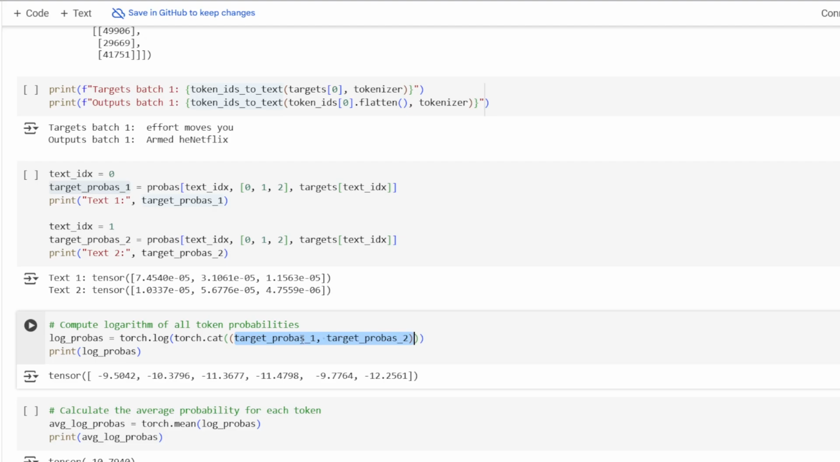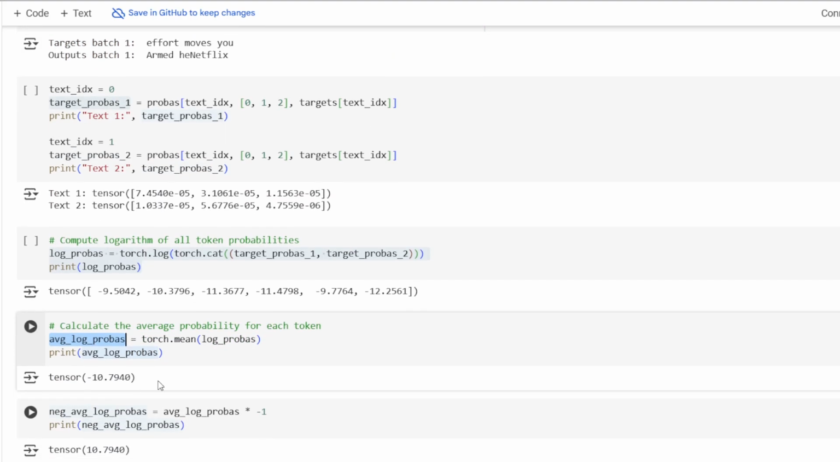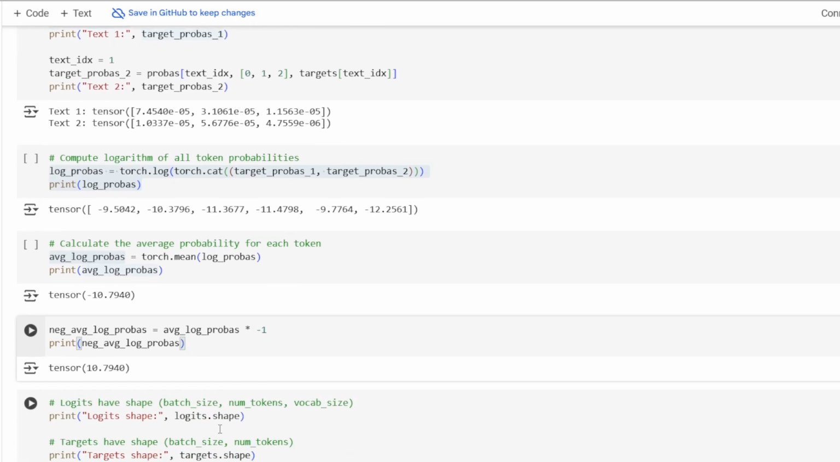So we're saying these are the target probabilities for the first one, target probabilities for the second one. So these become our log probabilities. When we have those as our log probabilities, we're going to do the average. Just get our average. So this is our average probability. Is it good or not? We just convert it to a cross entropy loss. So this is our loss for the whole model.